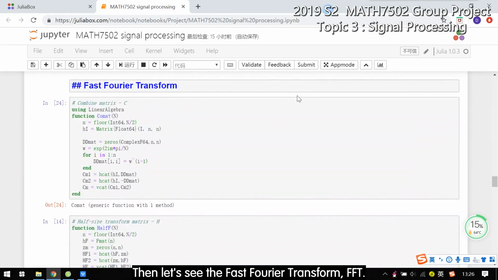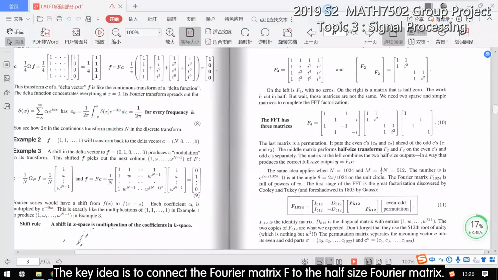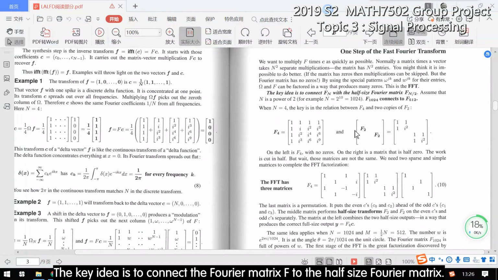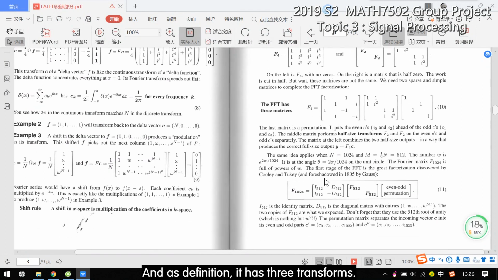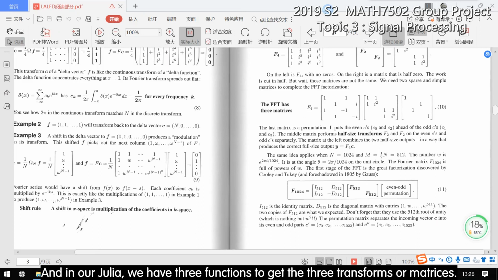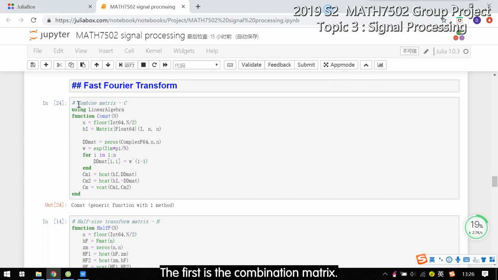Then let's see the fast Fourier transform, FFT. FFT is to get a faster Fourier transform. The key idea is to connect the Fourier matrix F with a half-size Fourier matrix. And as defined, it has three transforms. And in our Julia code, we have three functions to get the three transforms or matrices. The first is a combination matrix.